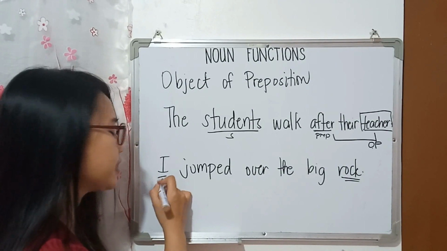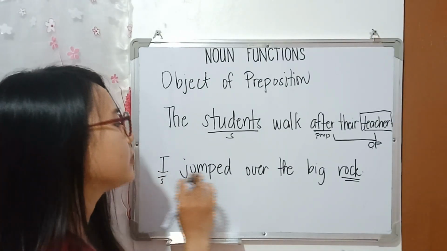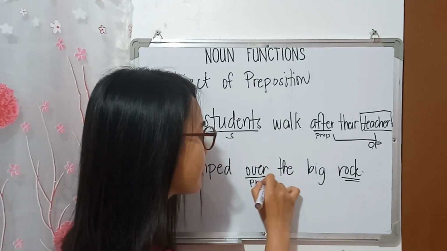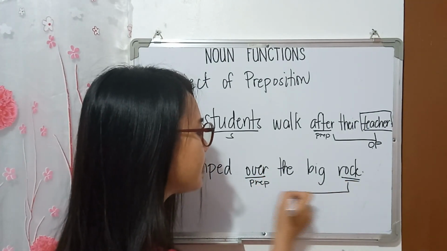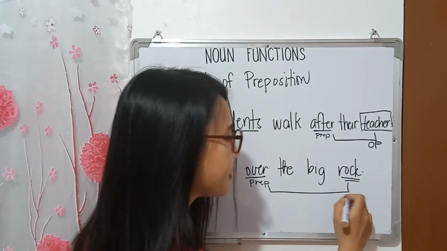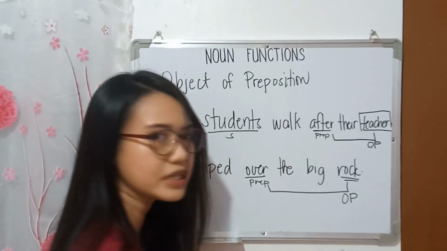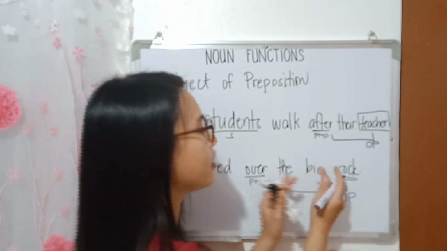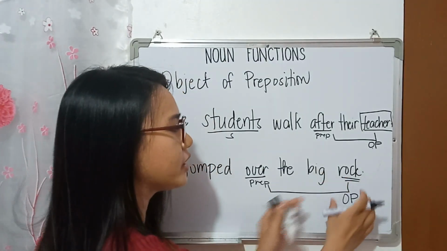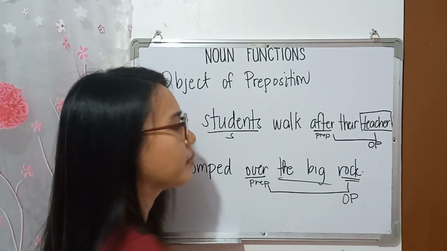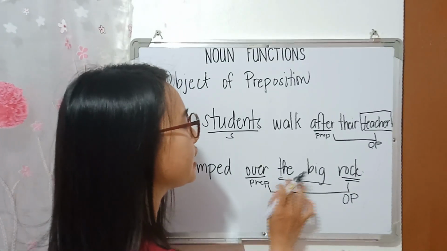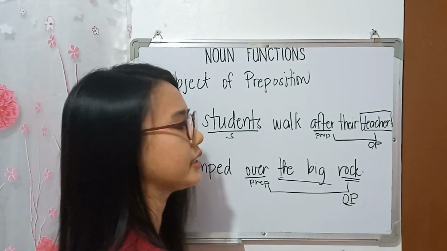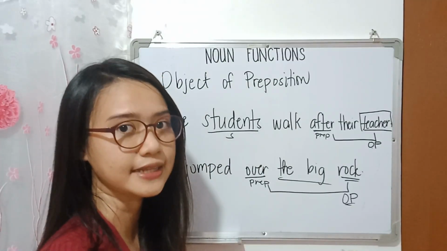I is our subject. It is a pronoun. Jumped over the big rock. We have here a preposition, over. And the noun after the preposition is rock. Therefore, this is our object of the preposition. Now, please do not be so confused even if there are lots of words before the OP because these are just modifiers. We have the article and an adjective here. You may just ignore them if you just want to identify the object of the preposition in the sentence.